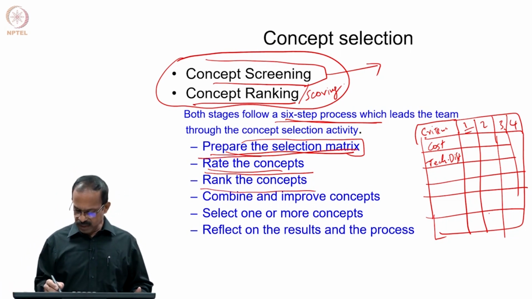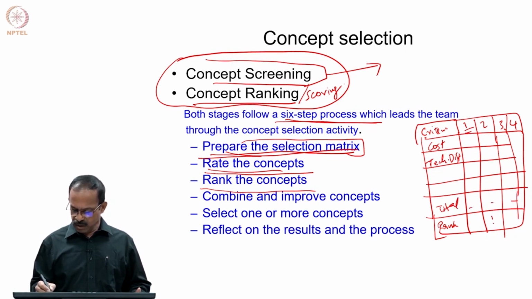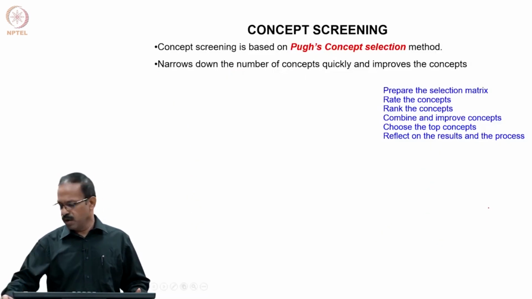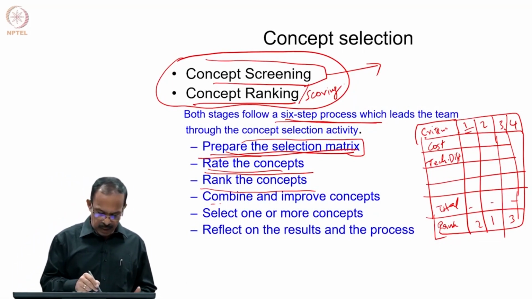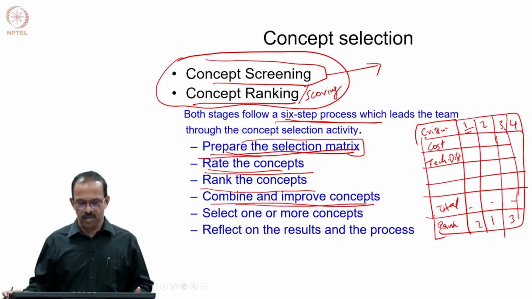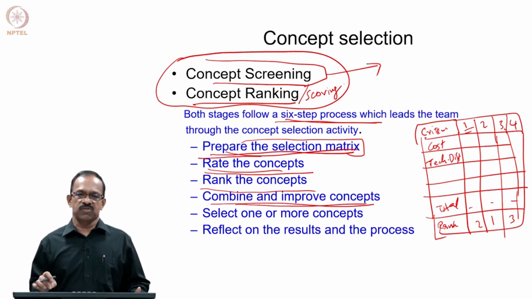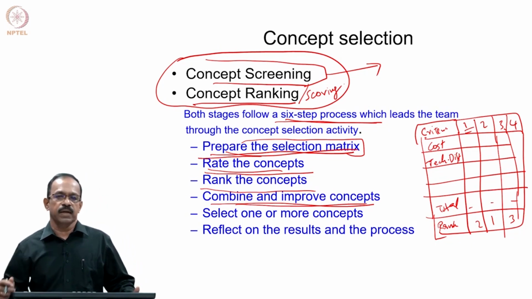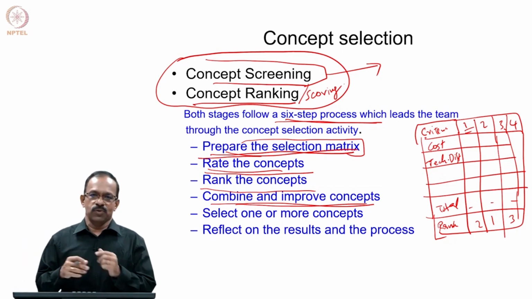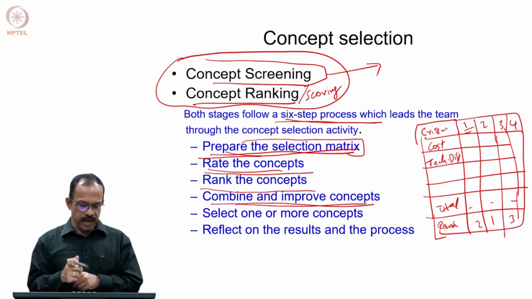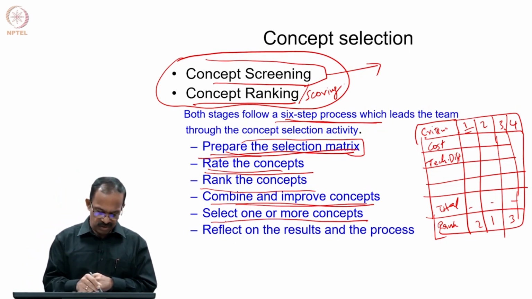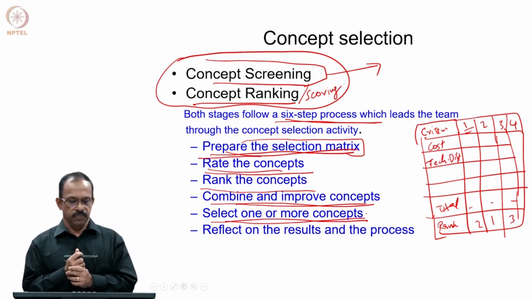Based on the ratings you say, okay, what is the rank, or you can find out the total score, and then say rank 1, 2, 3, etc. That is how you rank the concepts. And then after ranking, you check whether anything can be combined to improve the concepts. Is there a way to combine some of the concepts or improve some of them by attacking the negatives? Once you do that, you may get a better concept, and again see what its rank will be, and then select one or more concepts for the next stage.